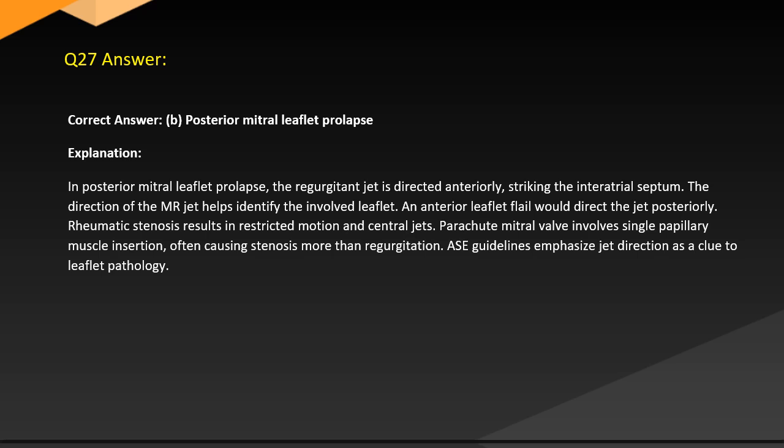Explanation. In posterior mitral leaflet prolapse, the regurgitant jet is directed anteriorly, striking the interatrial septum. The direction of the MR jet helps identify the involved leaflet. An anterior leaflet flail would direct the jet posteriorly. Rheumatic stenosis results in restricted motion and central jets. Parachute mitral valve involves a single papillary muscle insertion, causing stenosis more than regurgitation. ASE guidelines emphasize jet direction as a clue to leaflet pathology.